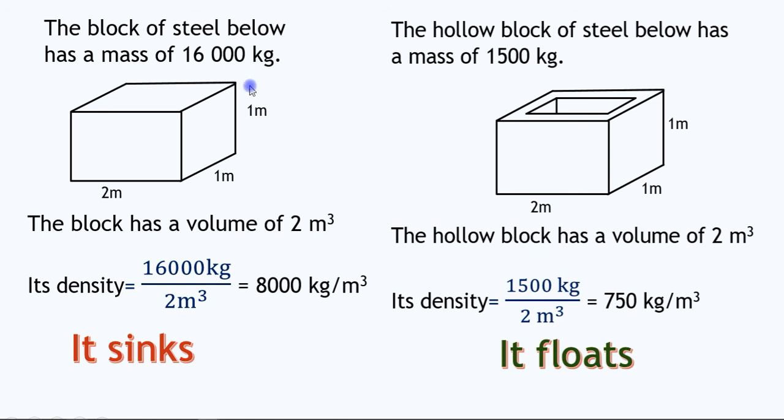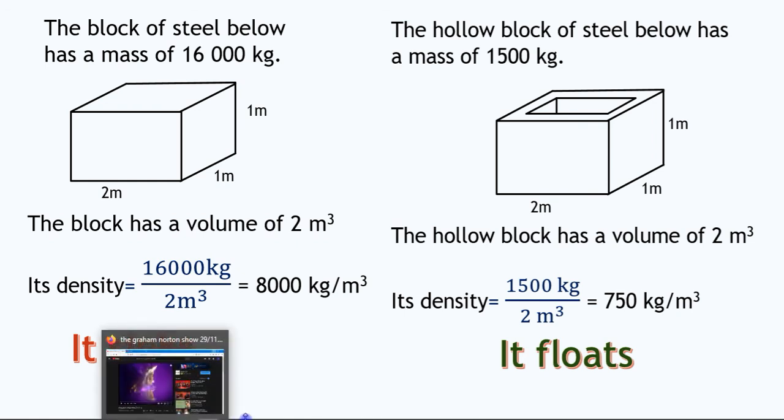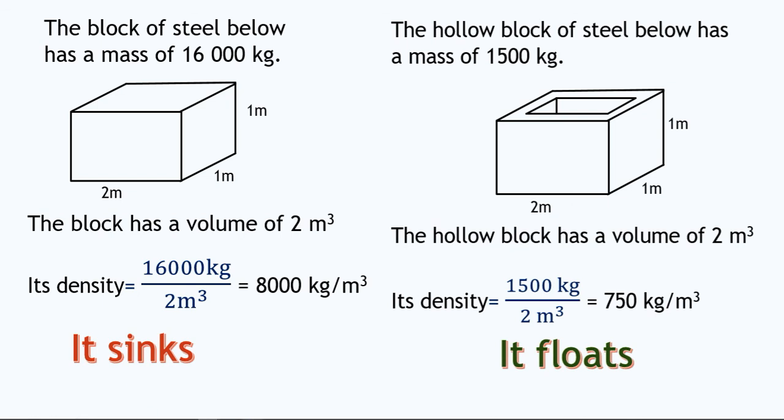So 2 times 1 times 1 equals 2. Hence, the block has a volume of 2 m³. Its density is 16,000 kilograms divided by 2 m³, and this is equal to 8,000 kilograms per m³. This is the density of steel, which is greater than the density of seawater. Therefore, this block of steel will sink in seawater.